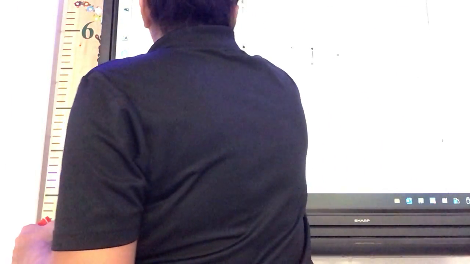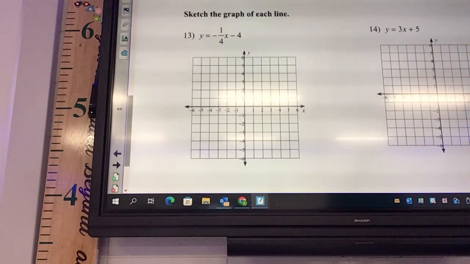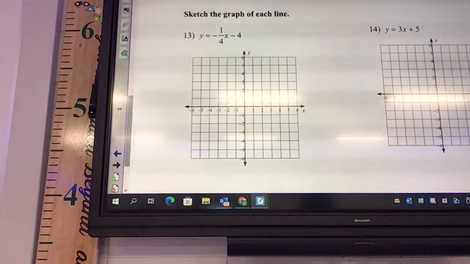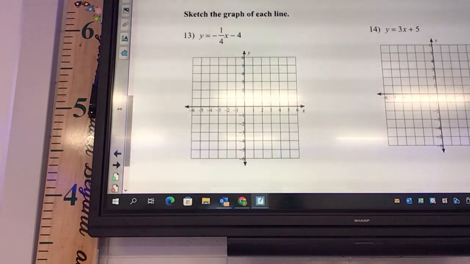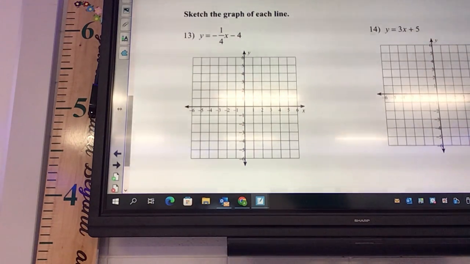Okay, okay, go to 13. If you're not on 13, get on 13. This is new. This is not what we did yesterday. Can we just do that? It's kind of the exact opposite of what we've been doing. So they gave you the equation and they want you to draw the line. Now, most of you guys are good at drawing the line. You get this backwards, the positive or negative.